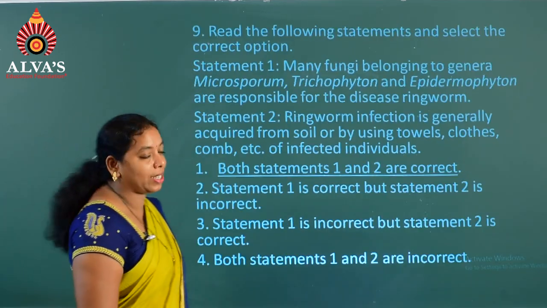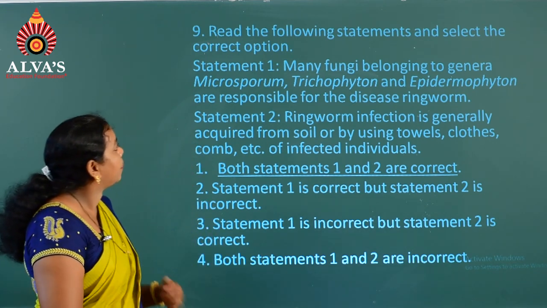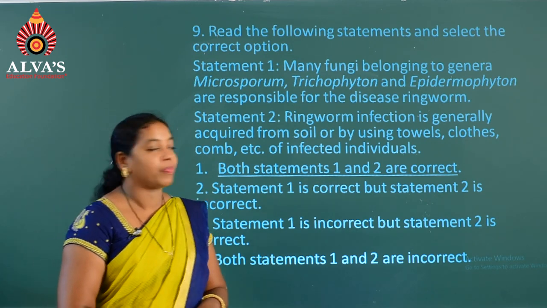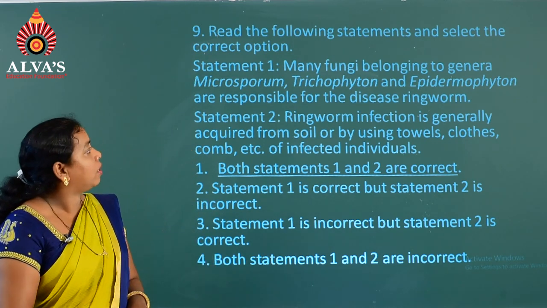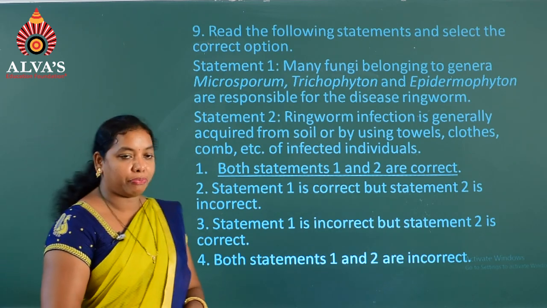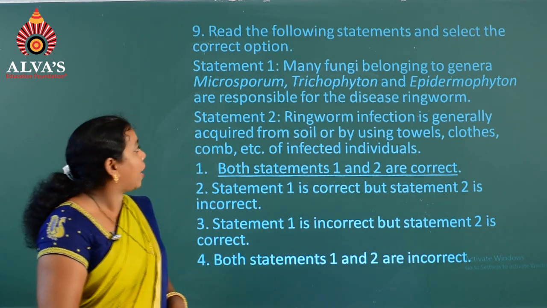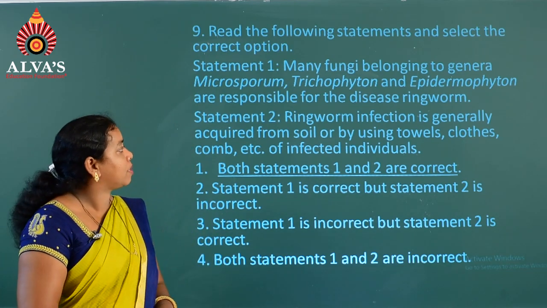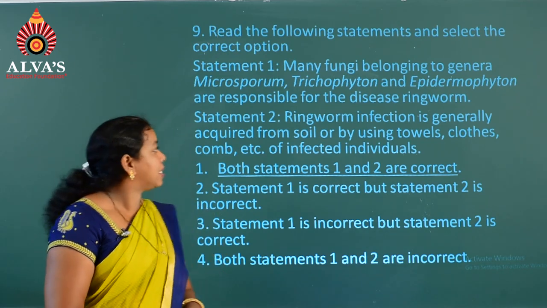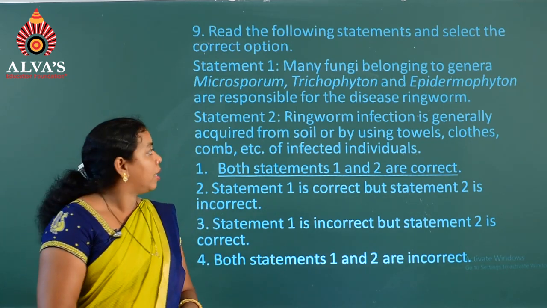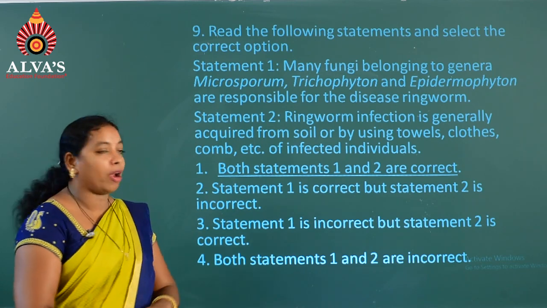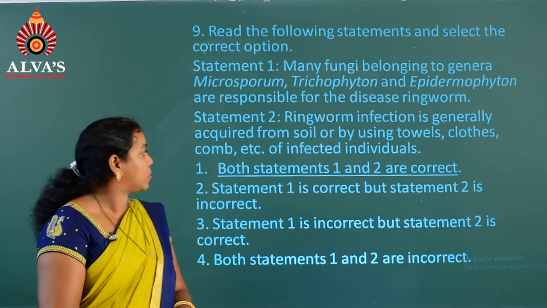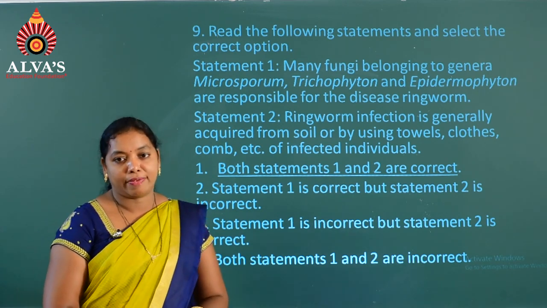So, we are going to discuss the next question, that is question number 9. Read the following statements and select the correct option. Statement 1: many fungi belonging to genera Microsporum, Trichophyton and Epidermophyton are responsible for the disease ringworm. Statement 2: a ringworm infection is generally acquired from soil or by using towels, clothes, combs, etc. of infected individuals.